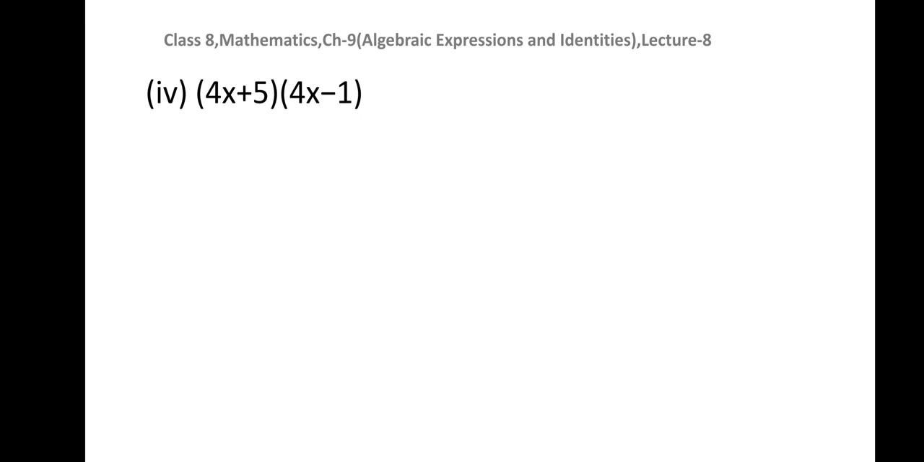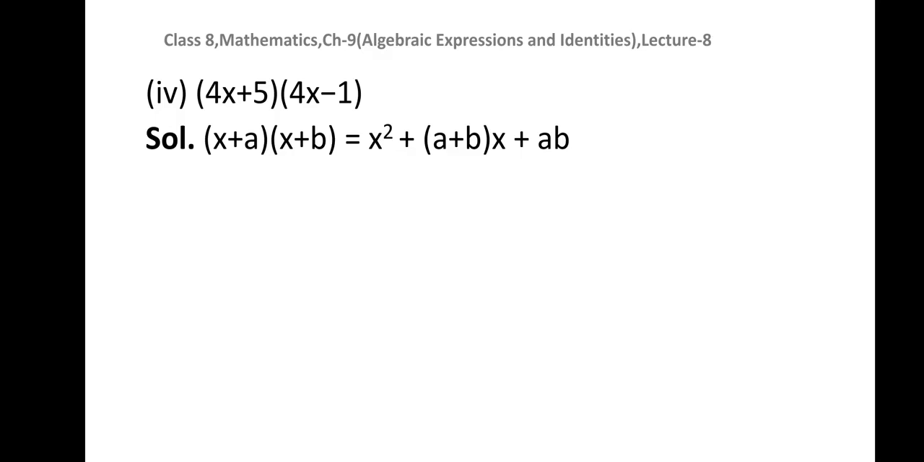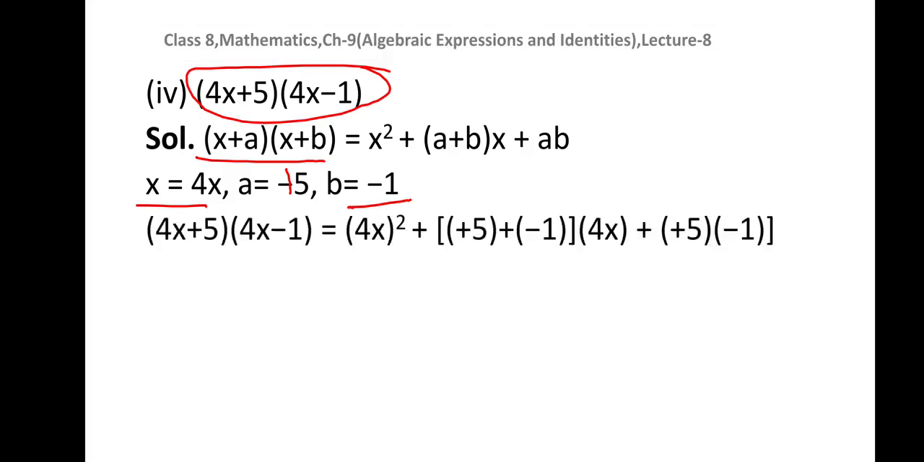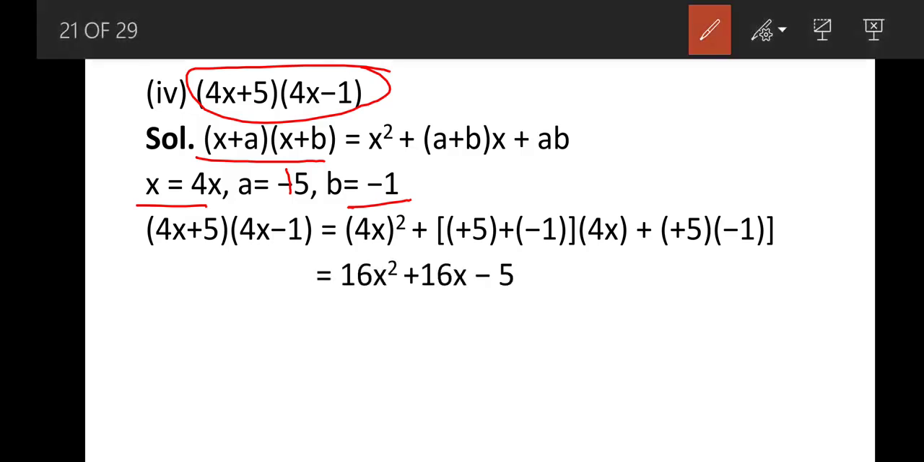Now coming to the fourth part of this question, this identity we are supposed to use. So similarly, if I compare this left hand side with the given question, what I have observed: x is equal to 4x, a is equal to plus 5, and b is equal to minus 1. So I need to put the values. So what will be the right hand side? 4x square plus a plus b, that is plus 5 plus minus 1 into 4x, because x is equal to 4x, plus 5 into minus 1.